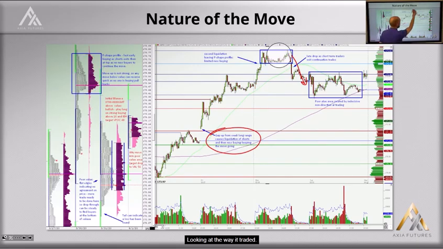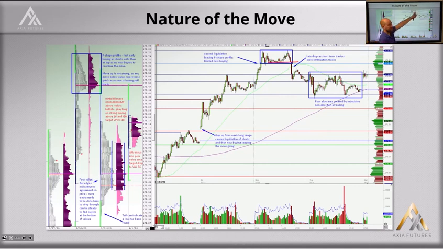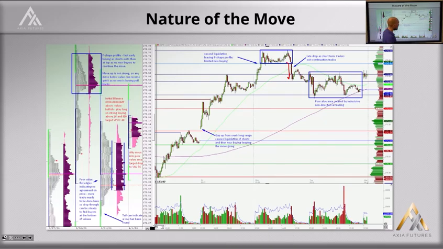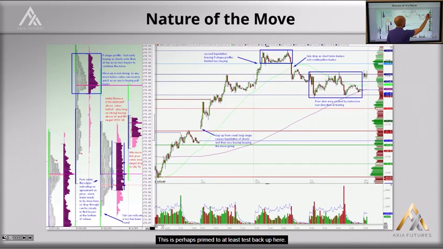Looking at the way it traded out of this zone, think back to the reversal trade, that ledge break, late drop. This was that. Different market: that one was the pound, this one's the bund. But we create a ledge, the market holds and holds and holds, and then as soon as you get past the close, it drops. So you get this late roll over down the range. Effectively, this is a market that never wanted to be up there, it just got held up there, and then it rolls itself over. This is perhaps primed to at least test back up here.